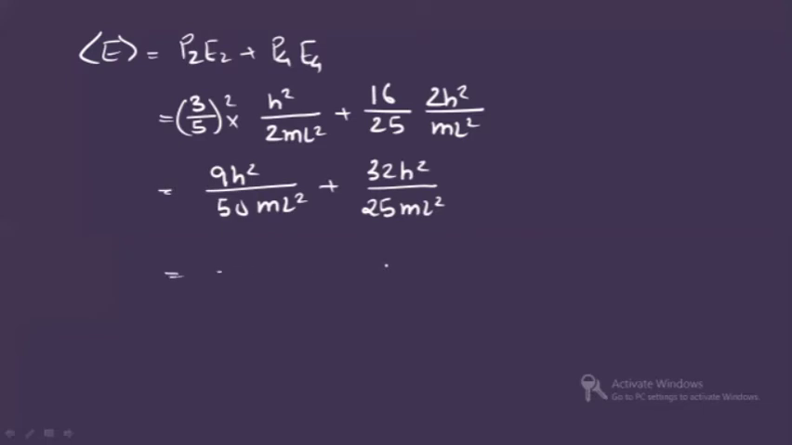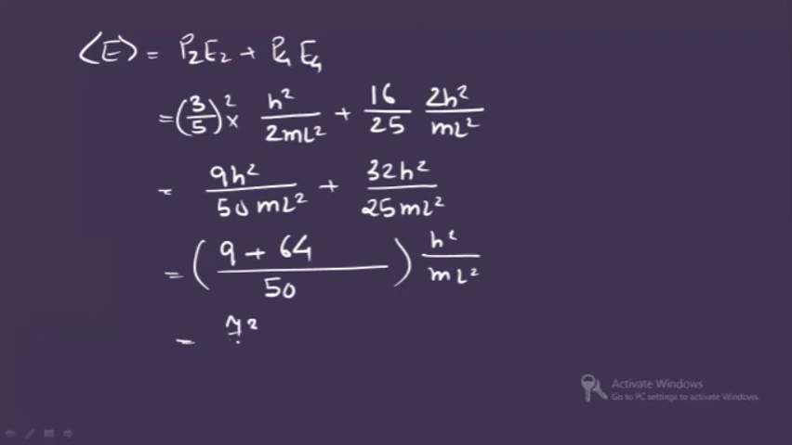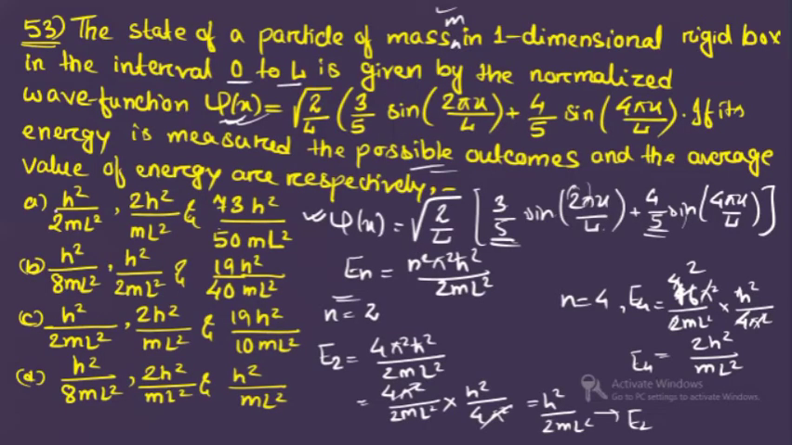So finally, if you take 50 as the LCM, and I'm taking out the common terms as h square by ml square, 50 is the LCM, and here you are having 9 plus 32 into 2, which will give you 64. So finally you will have 73 by 50 h square by ml square. This is the average of the energy, right? So 73 by 50 is option A. So the correct option is option A here.